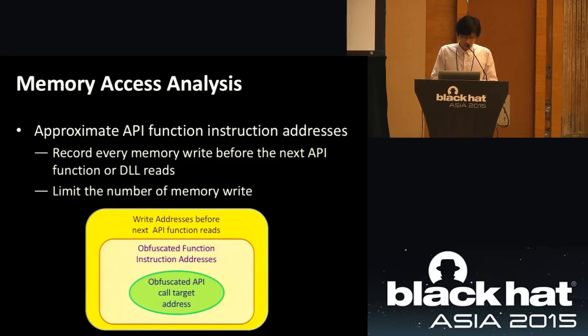So we record every memory write before the next API function or DLL read, on DLL, next DLL. And this algorithm has some problem because after the last API function obfuscation, we don't know when it ends. So I limited the number of memory writes to about 10,000. It worked.